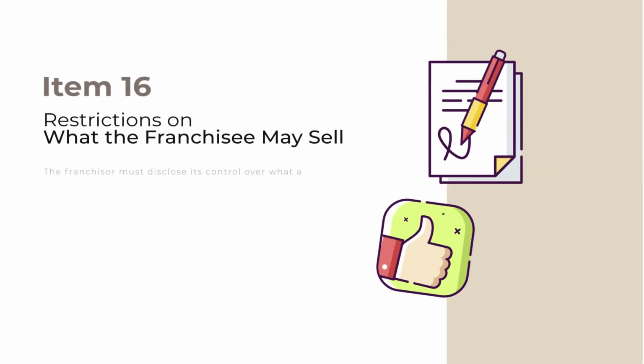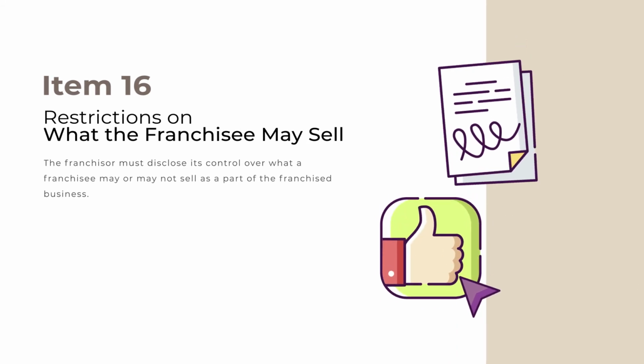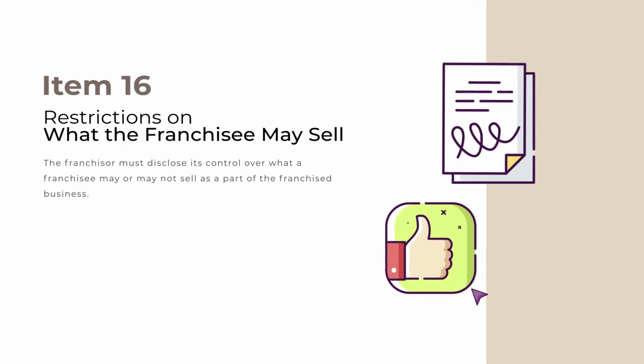Item 16 is restrictions on what the franchisee may sell. Obviously, you can't open up a McDonald's and put Bob's Burger on the menu. This is pretty straightforward. Franchises are by nature restrictive. This is what keeps them the same for every single location and consistent for the consumers.